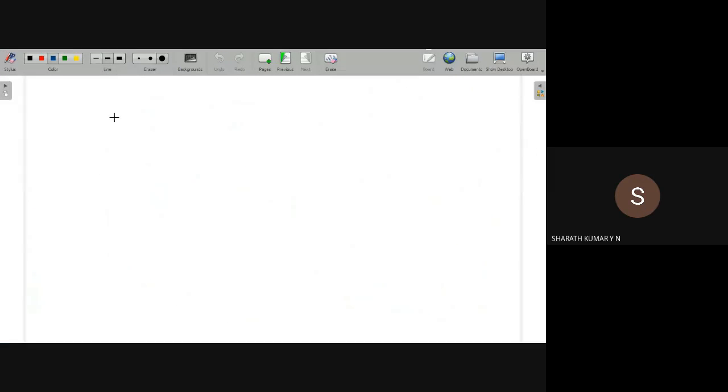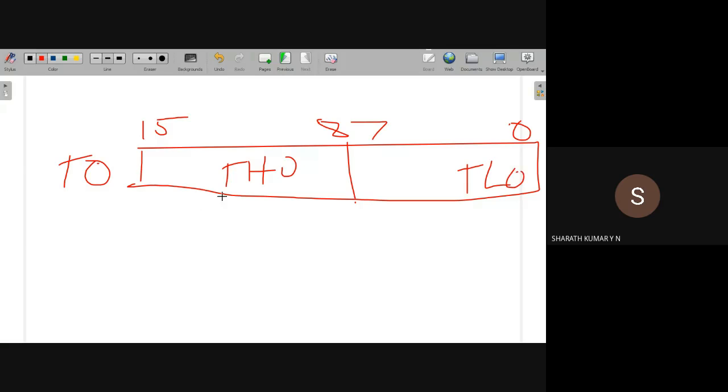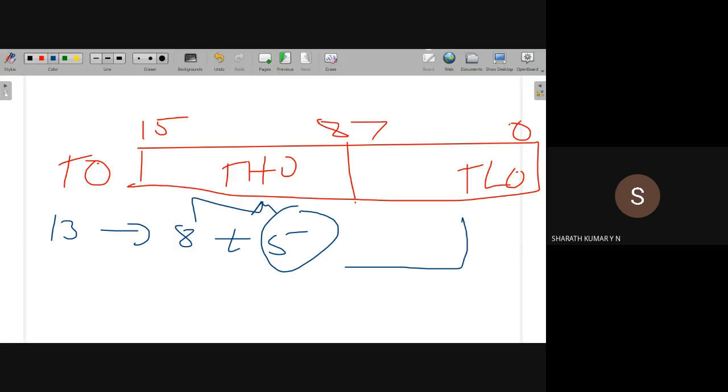Next page. For example, take timer 0. Suppose it has 16 bits, from 0 to 7 and 8 to 15. This is TH0, and this is TL0. In mode 0 it is a 13-bit timer, which means 8 plus 5 bits. The 8 bits come from the upper byte of the timer, that is TH0. The 5 bits come from the lower byte of the timer.